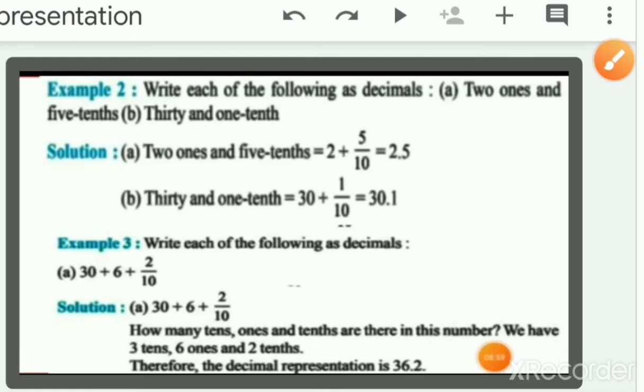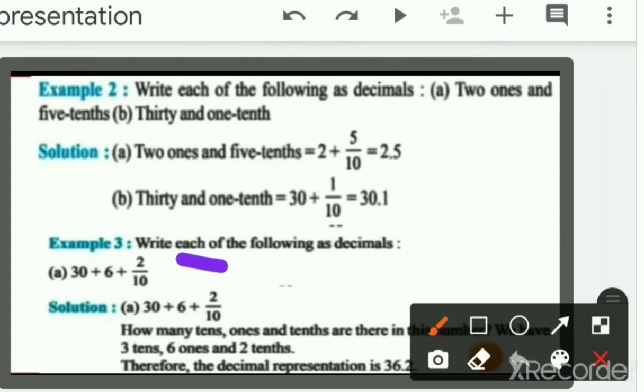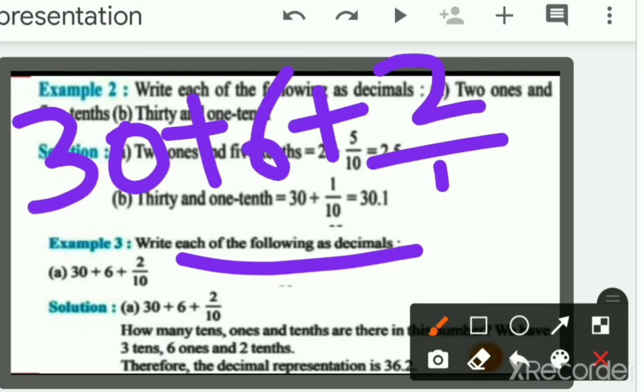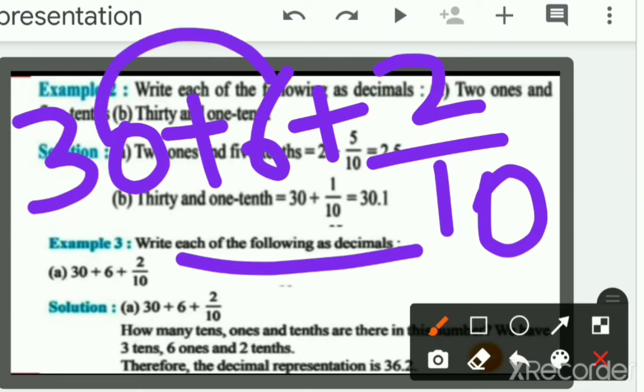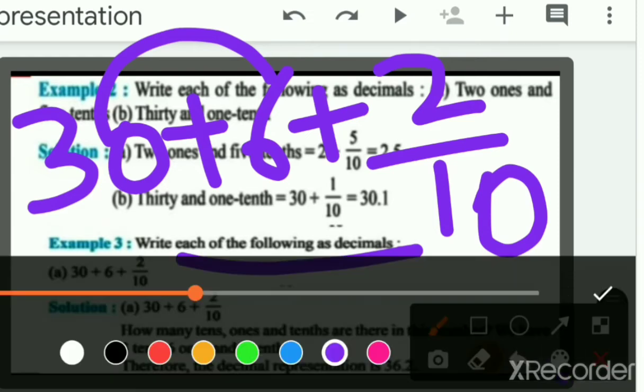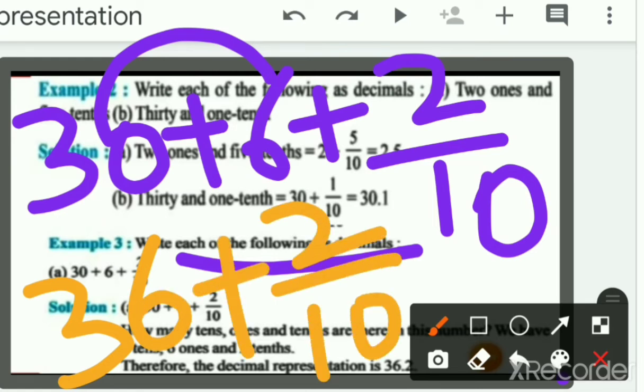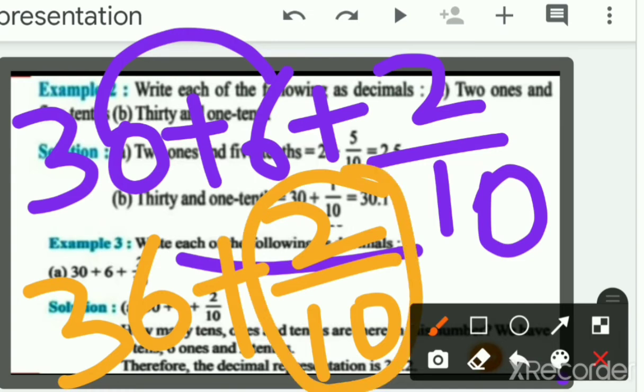Write each of the following as decimals. We have 30 plus 6 plus 2/10. Okay, we have to represent them as decimals. So it is very easy. 30 plus 6, what will we get? We will get 36. Okay, plus after that 2/10. Now we have to solve this.